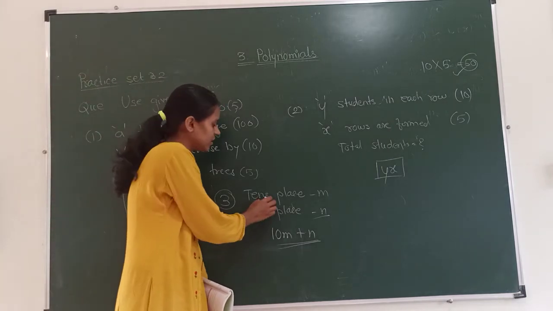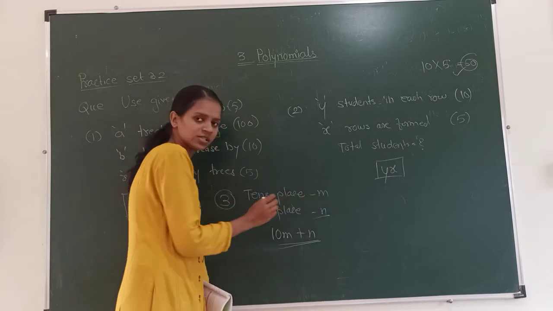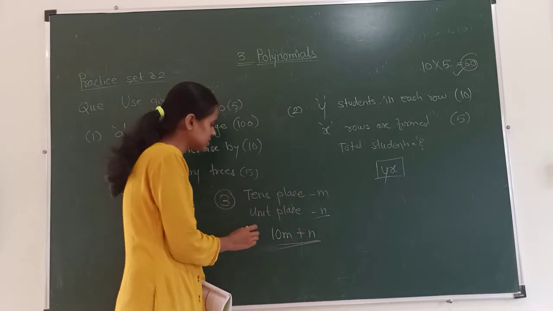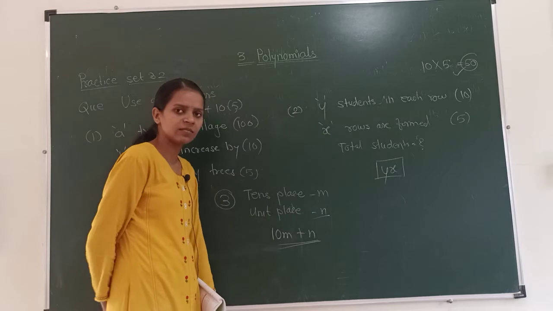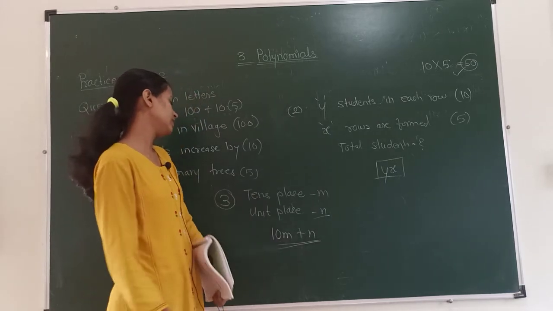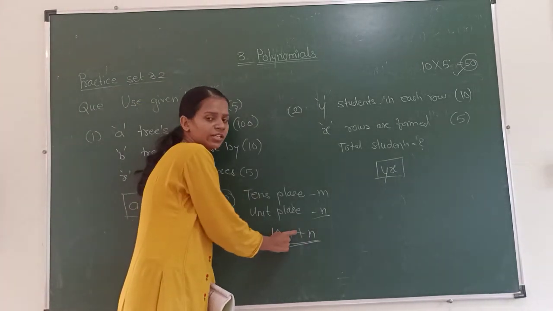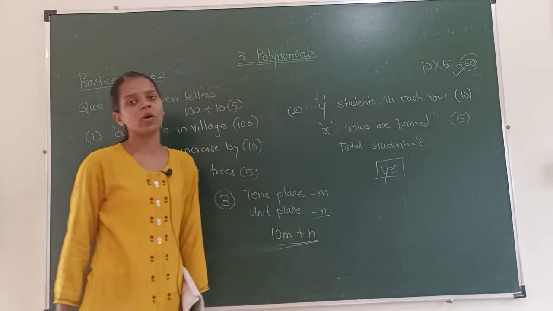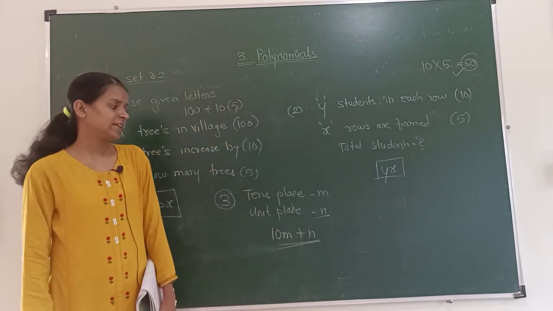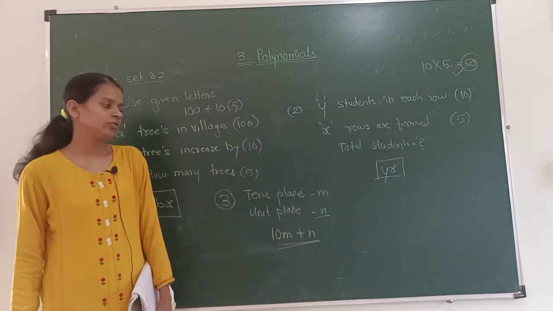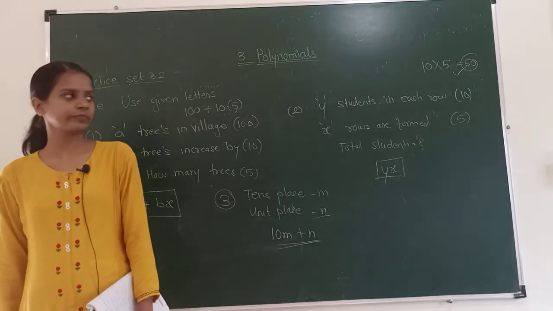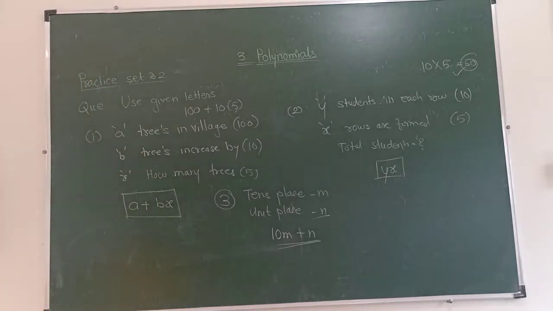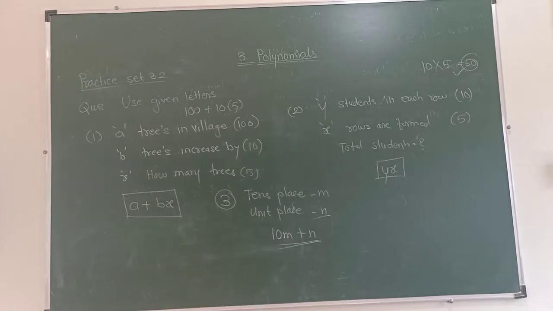See what they have told us. At the tens place m must be there, and at the unit place n must be there. So what we have written must be a polynomial in 2 terms. So 10m plus n is the polynomial in 2 terms, having m at the tens place and n at the unit place. This is question number 1. If you want, you can take the screenshot, otherwise solve with me.